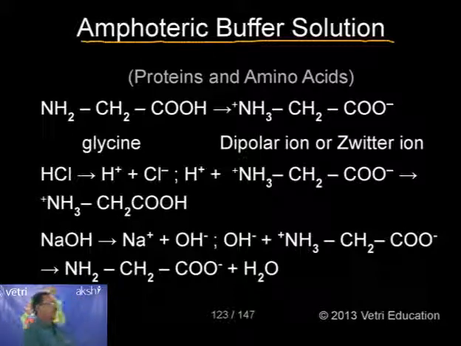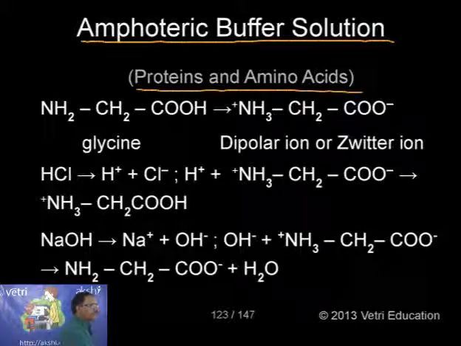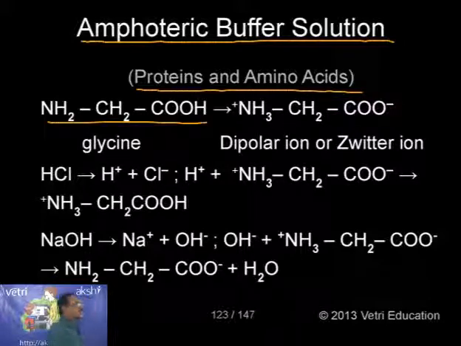Amphoteric buffer solution: I have already pointed out that amino acids, peptides, polypeptides and proteins are specific examples. In this case, I will take a specific amino acid, glycine, the first member of the amino acids, which is optically inactive. This is normally a question that can be asked even in JIPMER and other question papers: except glycine, all the amino acids are optically active. The only amino acid which is not optically active is glycine. It is called aminoacetic acid.